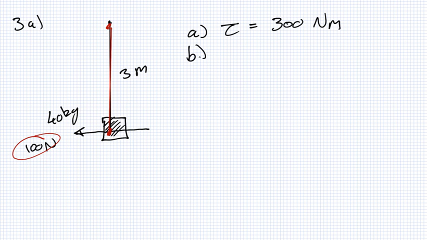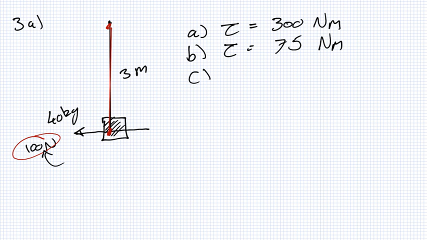Part B. The girl and father swap places, and the girl pushes the father with a force of 25 newtons. What is the moment of the force provided? So in the second part, the only difference is the force here is 4 times smaller. It's only 25 newtons instead of 100. So that will make 75 newton meters in total for part B.